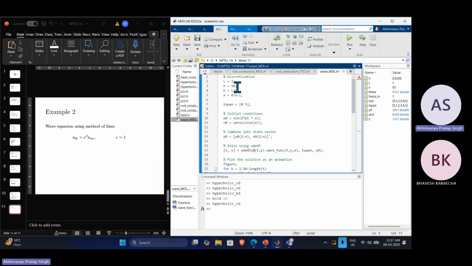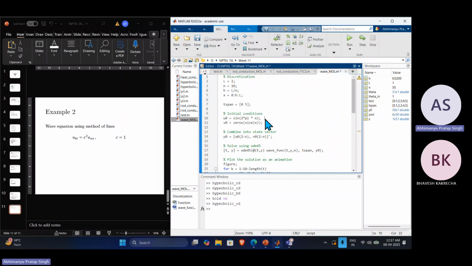Fine. Let us discretize for 10 only. So this is my discretization, same as before. I'm doing my simulation for 5 seconds. So these are my initial conditions.